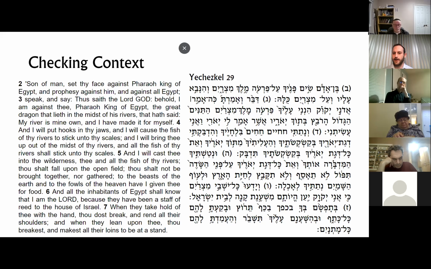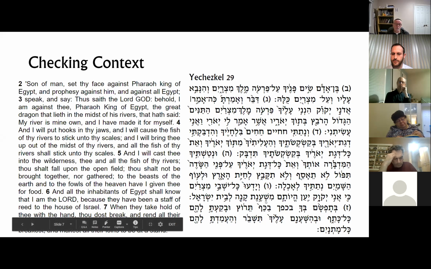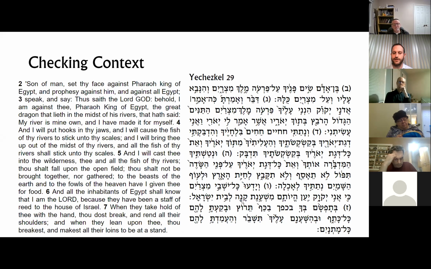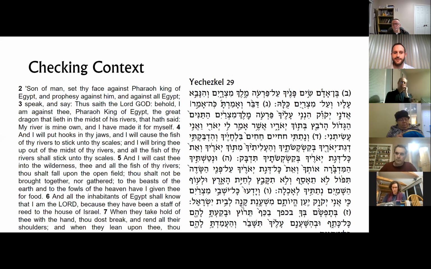Not only are you a staff, you're a mishenet kaneh, you're a reed staff. So then you're not even one of those good trusty staffs that you can use for things. A reed staff is quite useless, right? If you try and put your weight on it, it's going to break. It does not do anything that you would hope it would do, which is ironic as well as unfortunate. You think you're going to get support from this, but the reality is that it's not going to help you whatsoever. It's just going to hurt you.